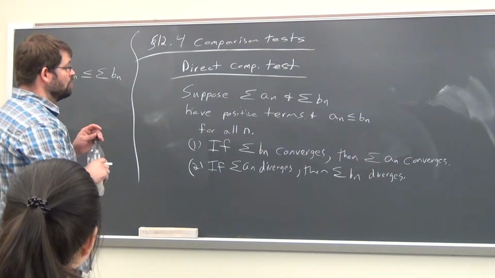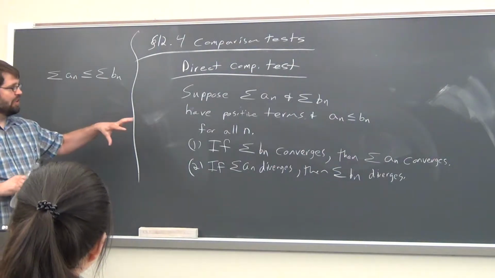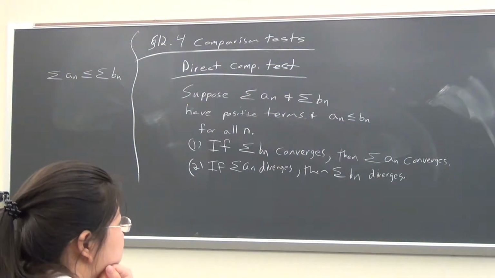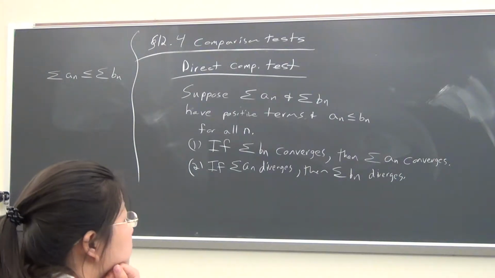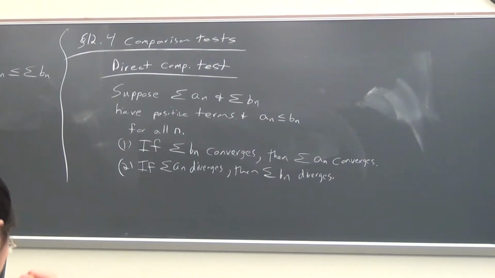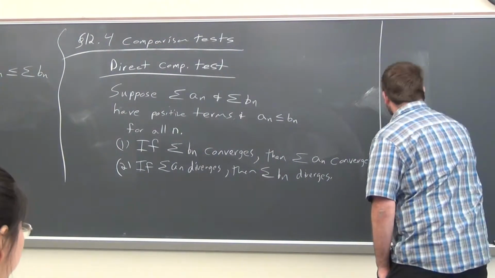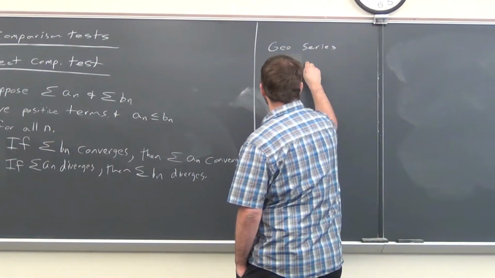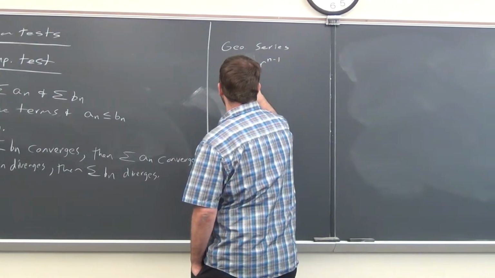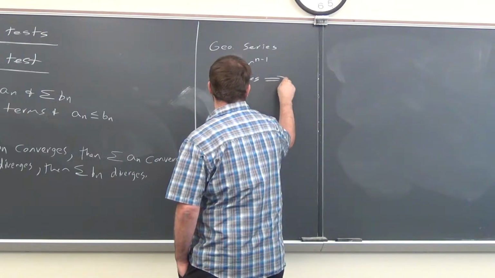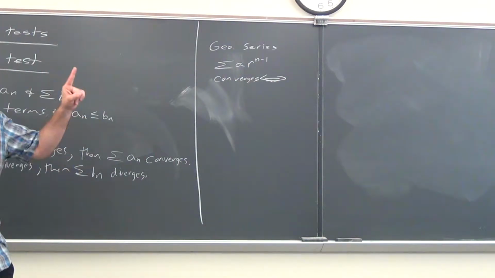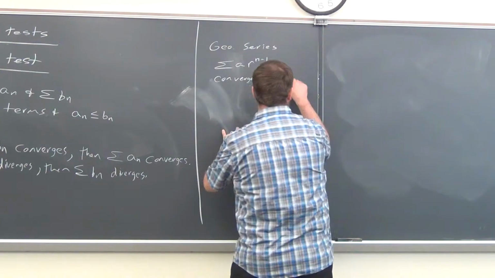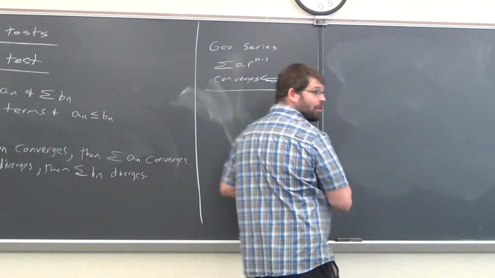All right, and so the point here is you're going to compare a series to a series that you already know something about. And so before we do any examples, let me just remind us of the series we know converge or diverge. I'll just do this as a shorthand. So the geometric series. What was the condition? Geometric series converge when what's true about r? Less than one. When it's less than one in absolute value, right? And then it diverges everywhere else, right?